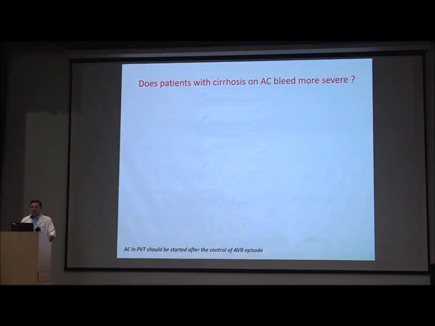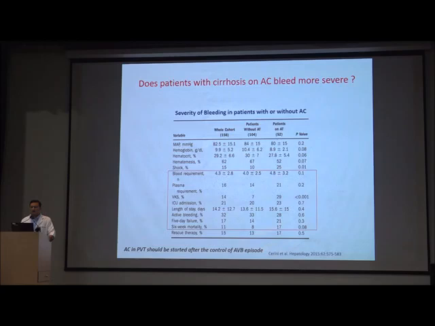So in acute PVT, anticoagulation should be started as early as possible after control of acute variceal bleeding. And the studies have shown that between those patients who are on anticoagulation versus those who are not, there is no difference in terms of plasma requirement, blood transfusion, ICU admission, active bleeding, or 5-day control of bleeding. So after control of bleeding, it can be safely started without any major risk factor for rebleeding.